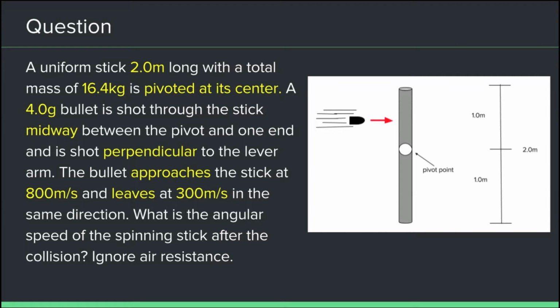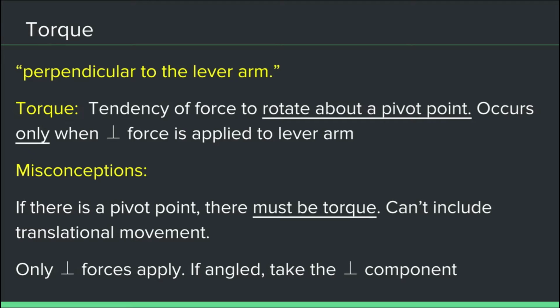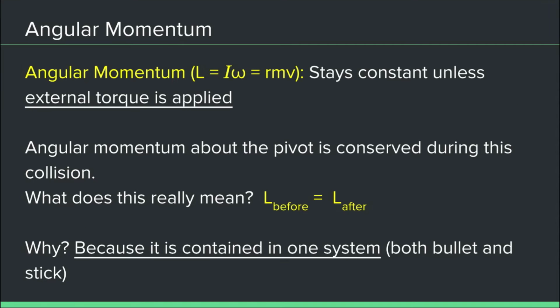Ignore air resistance. First, let's review some concepts. Torque is defined as the tendency of force to rotate about a pivot point. It occurs only when a perpendicular force is applied to the lever arm, which is what is stated in the problem. If there is a pivot point, there must be a torque. If the force is angled, take the perpendicular component.